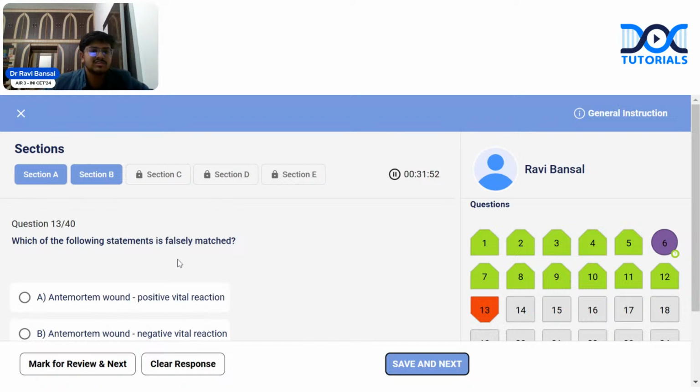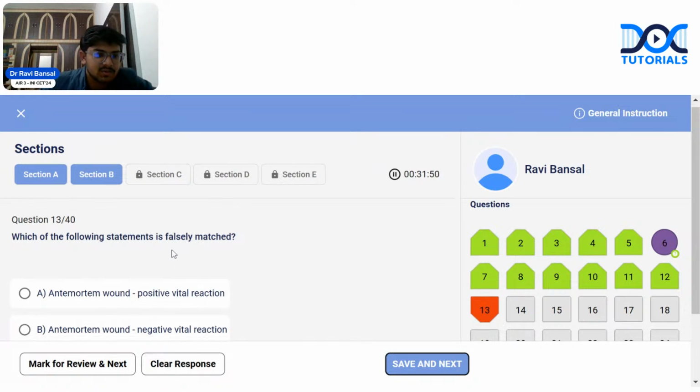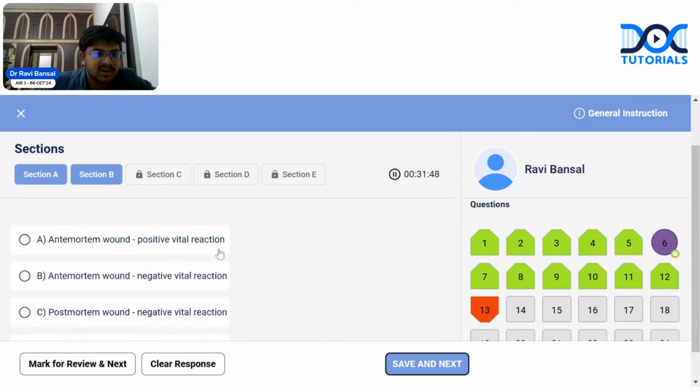Which of the following is falsely matched? So you have to choose the incorrect option. Antemortem wound, positive vital reaction. Okay, like in antemortem wound, you know vital reaction will be seen, and postmortem no vital reaction will be there. Antemortem wound, negative vital reaction. So like in antemortem wound, there must be a vital reaction. It might be positive, it might be negative, but there must be a vital reaction.